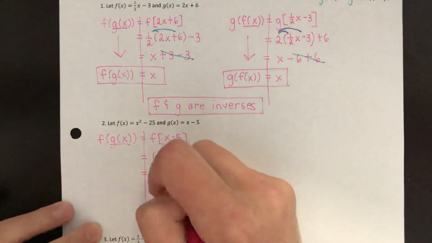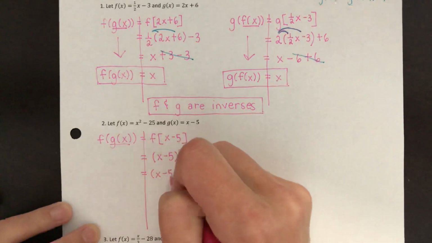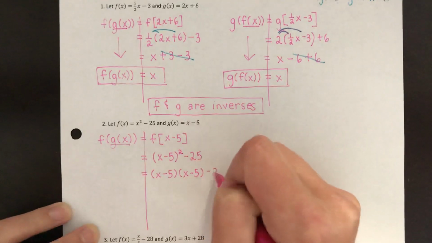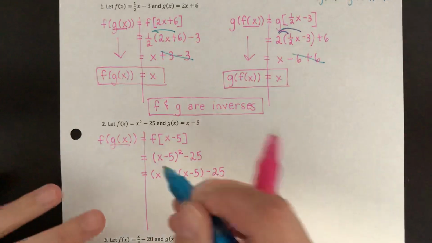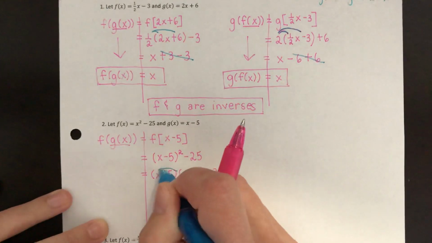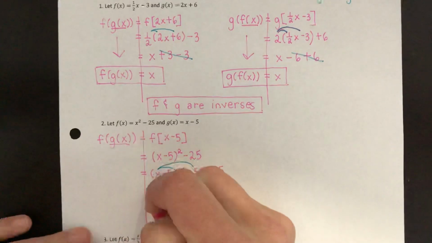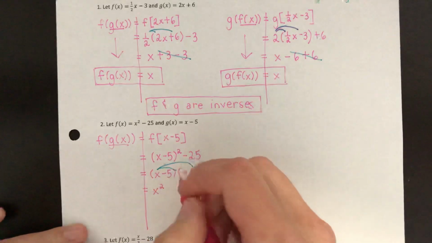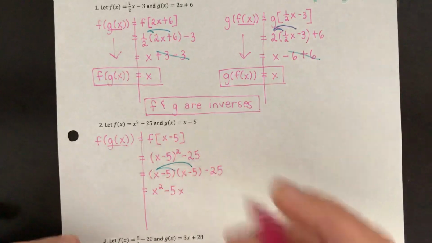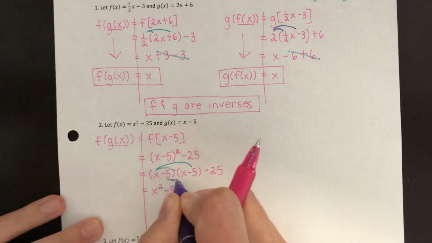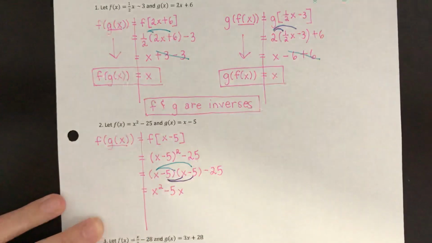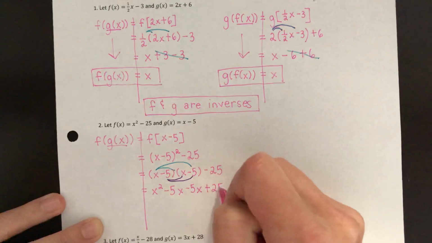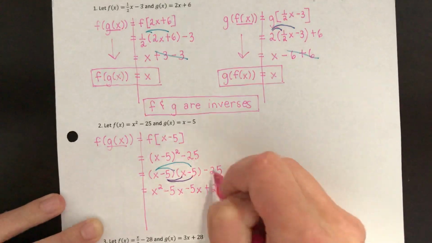Hopefully you remember that 2 up there. It means you've got 2 of these. So x minus 5 times x minus 5. That's what that means. And then you're going to double distribute. So x times x and x times negative 5. So x squared and then negative 5x. And then I'll use a different color here. Negative 5x times positive 25, or plus 25. And then drag down the minus 25.